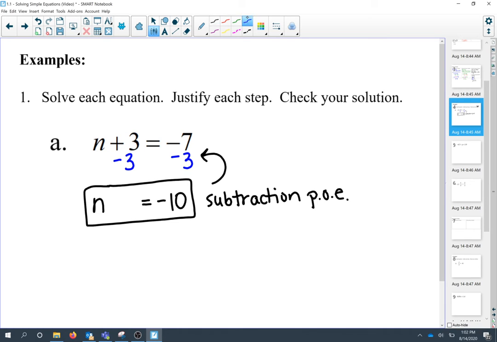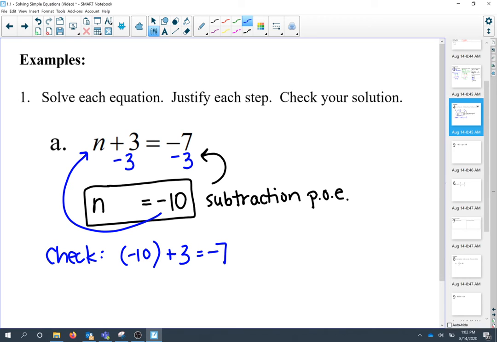Check your solution. So our check, I'm going to substitute the -10 in to the n, and I'm going to say, okay, -10, then I have a plus 3 equals -7. So everything up here just stayed the same except I substituted in a -10. Let's do our check. -10 plus 3, that's -7. Does -7 equal -7? Yes. Good. We checked our solution. We're good to go.